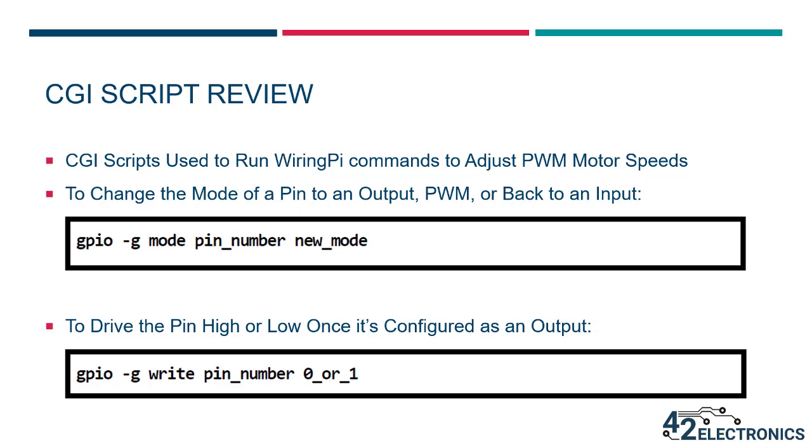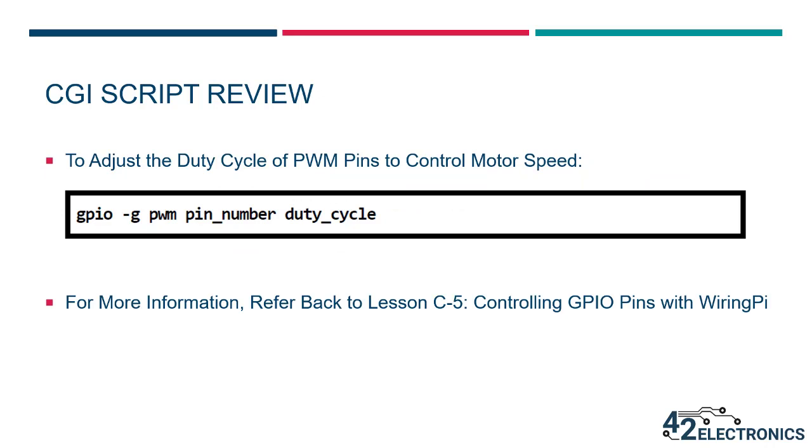To change the mode of a pin to an output, PWM, or back to an input, we'll use the code you see here in this first box. Once it's configured as an output, we can use the command in the second box to drive the pin high or low. For PWM pins that need to have the duty cycle adjusted to control motor speed, we can use the command you see here. For more information and examples on each of these commands, you can refer back to the section titled Controlling GPIO Pins with WiringPi back in lesson C5.